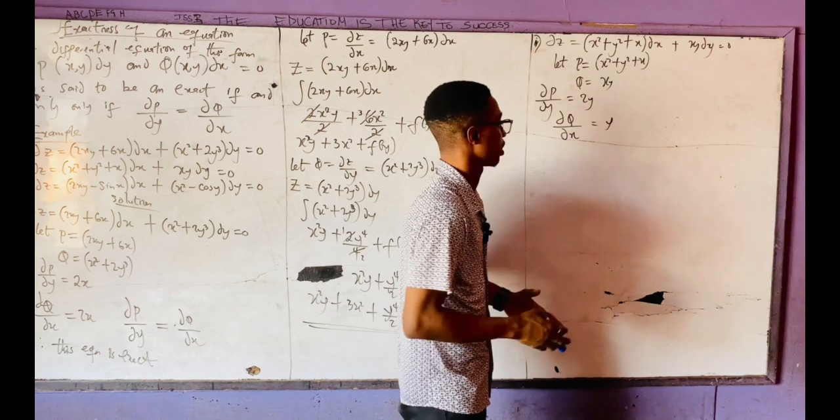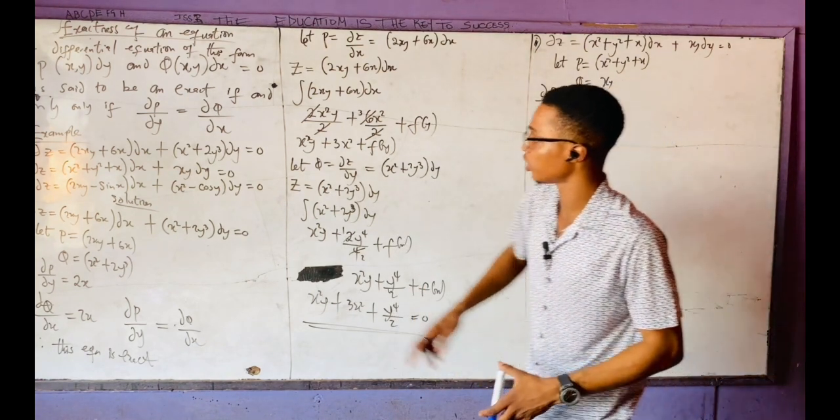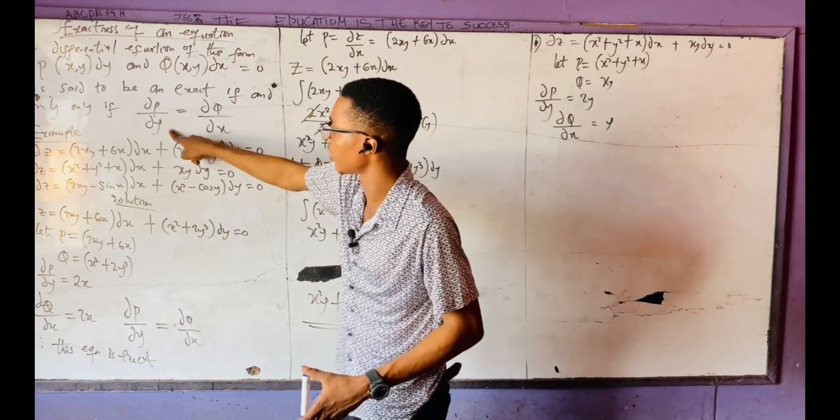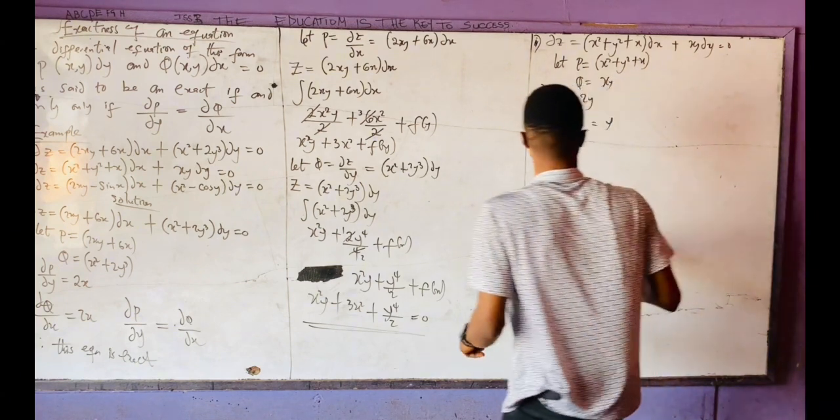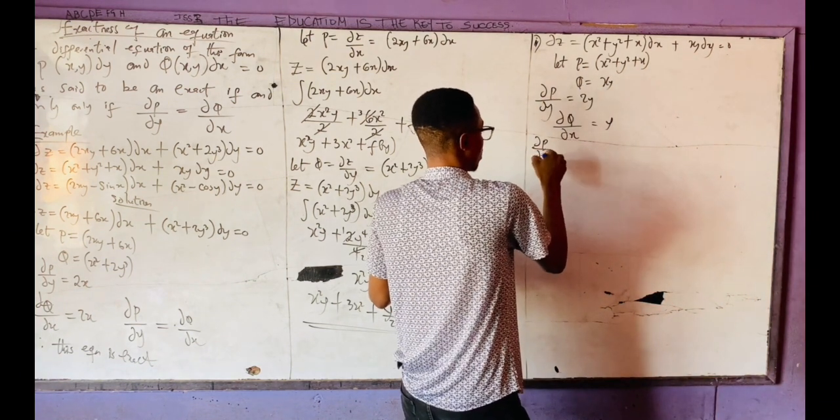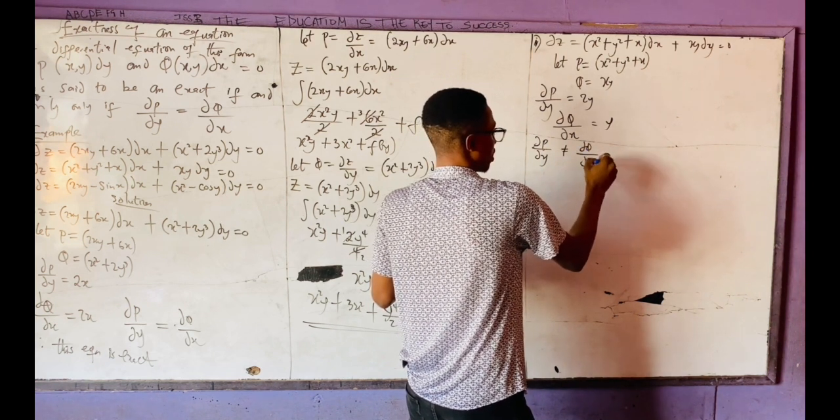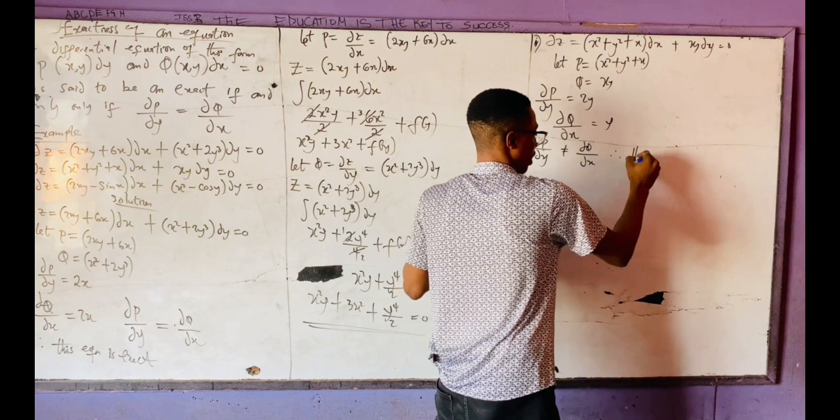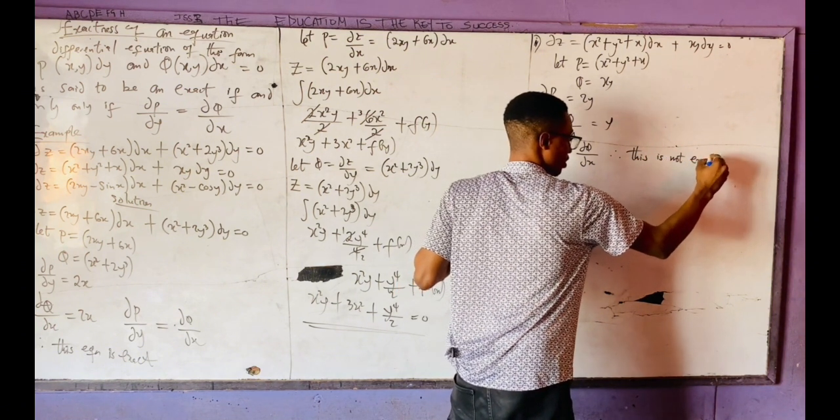That is to tell us that this equation is not exact because it must follow this condition that dp over dy must always be equal to dq over dx. In a nutshell, we have dp over dy is not equal to dq over dx. That is to tell us that this equation is not exact.